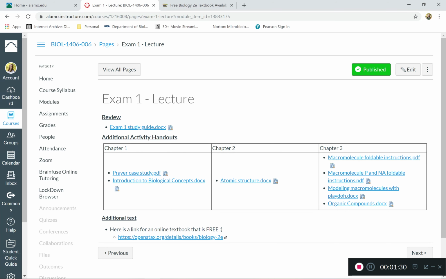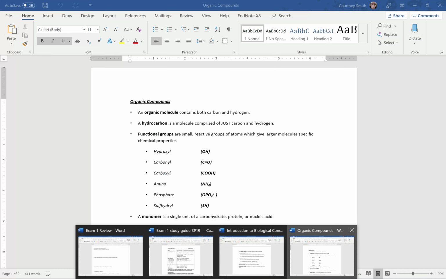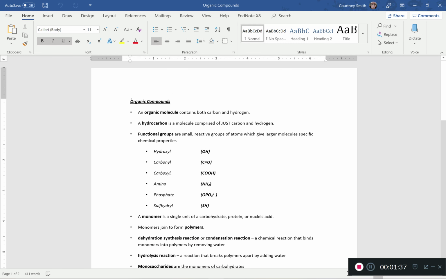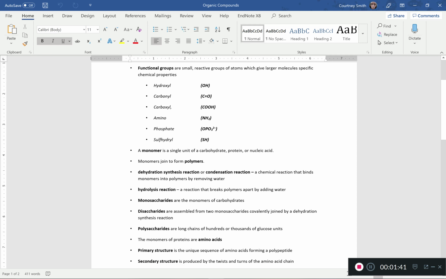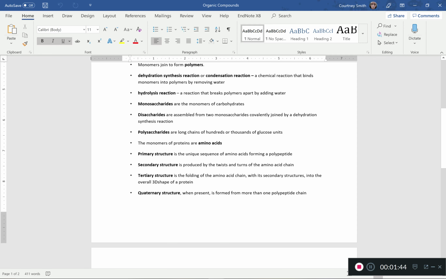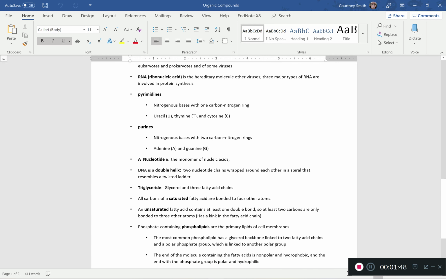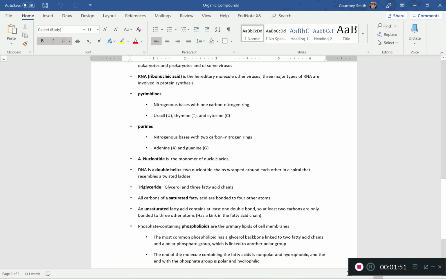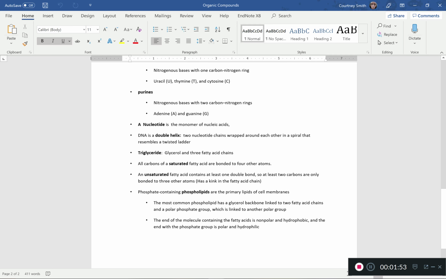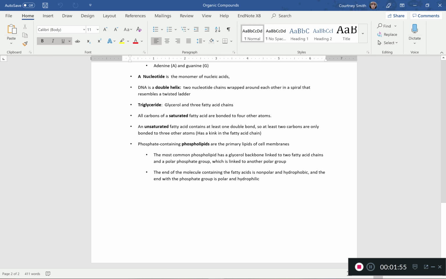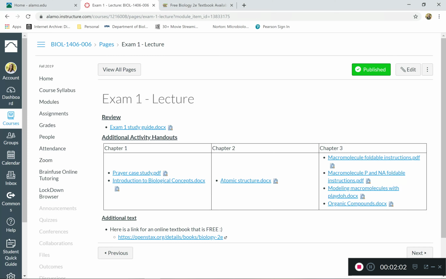And then the other thing that I added was this organic compound document. It looks like this. We kind of went over this in class this past week. This is mainly for chapter 3. Like I said, this is just a basic summary of the big picture vocab words as well as some key concepts from that chapter. But just remember, guys, this is not 100%, okay? It's just to help you.